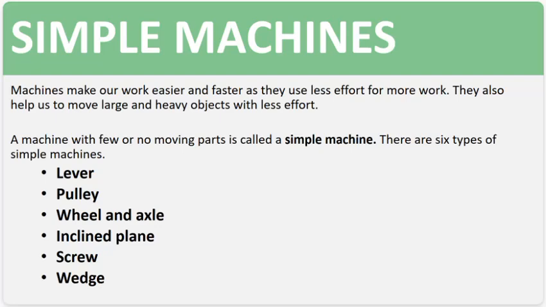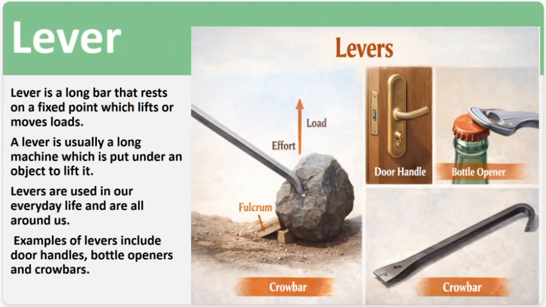Machines make work easier and faster by using less effort. A simple machine has few or no moving parts. There are 6 types: lever, pulley, wheel and axle, inclined plane, screw, and wedge. A lever is a long bar that rests on a fixed point to lift or move loads. Levers are found in everyday life, such as door handles, bottle openers, and crowbars.